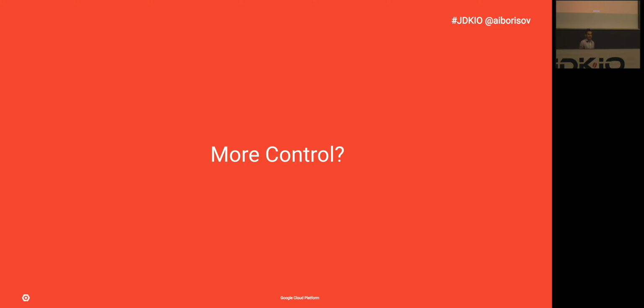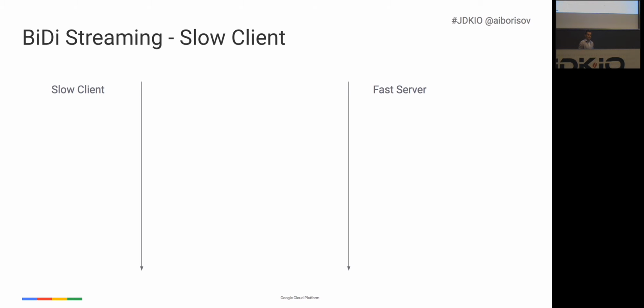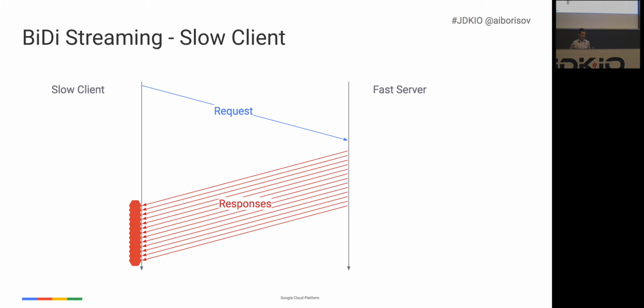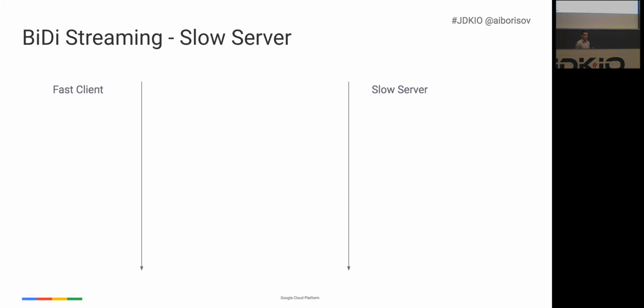Cancellations and deadlines help us to prevent catastrophic failures when something bad has already happened. But can we have even more control, probably even before something bad happens? Let's see what can happen if we have bidirectional streaming and the server produces much more data than the client can consume. The client sends a request, and the server has a lot of responses. It sends them all back to our client, and the client is not able to process them all, so it fails. The stream will be closed, and the server will receive an error.